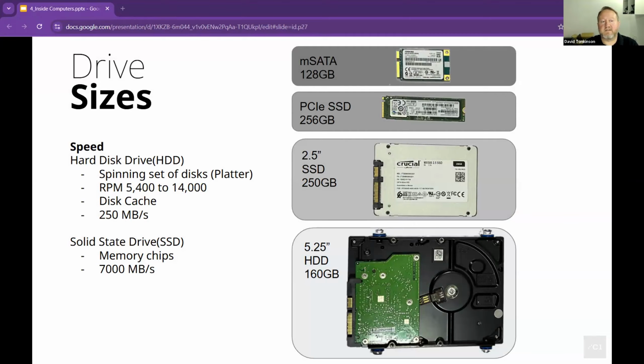They all have disk caches, which is basically a little memory chip that is pretty close to the drive and stores the regular stuff you're reading off of it. That makes the read and the write faster. And they average around 250 megabits per second.